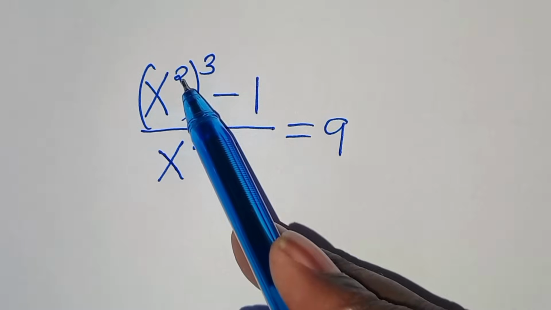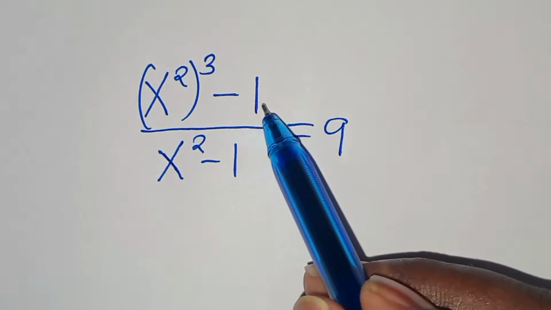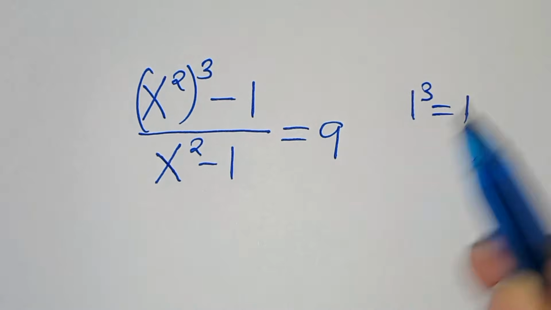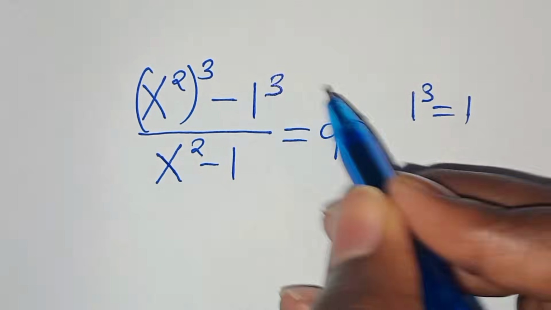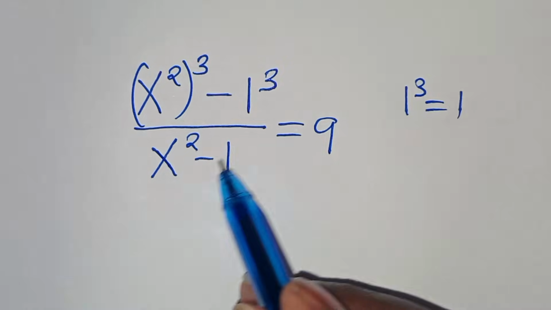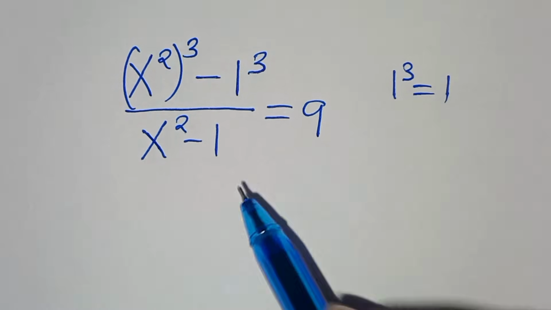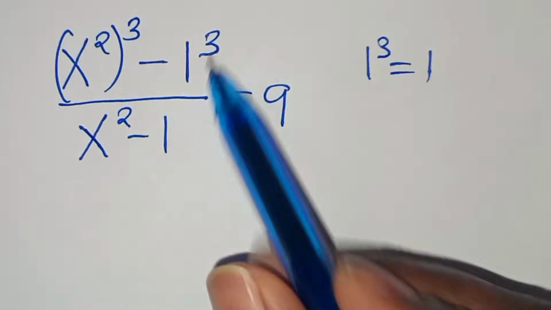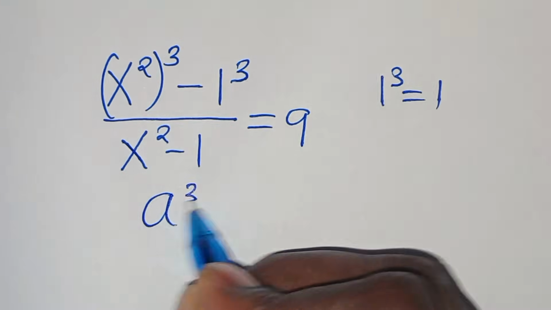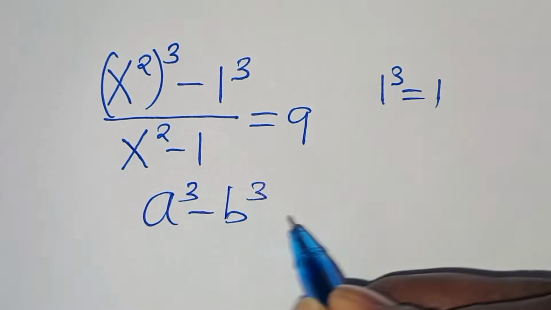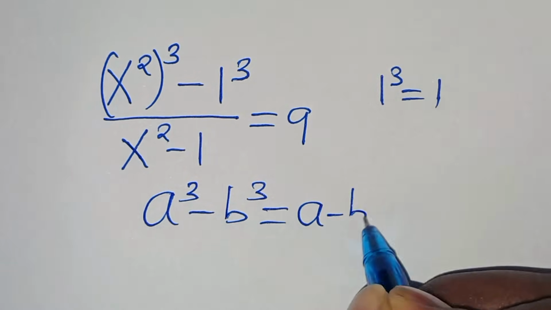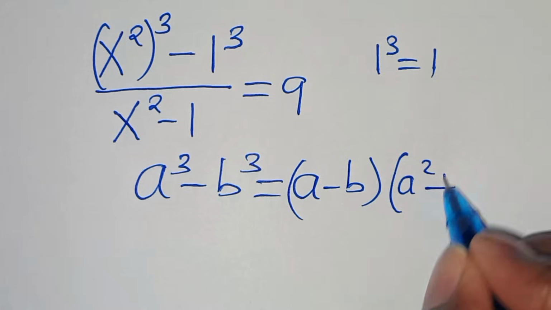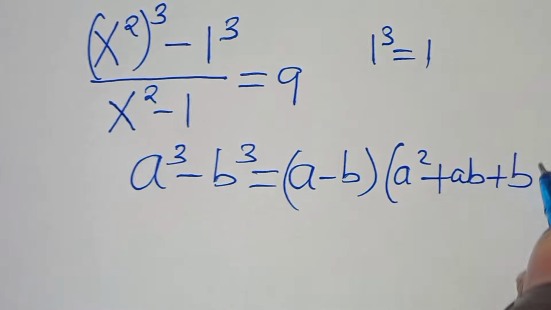Now this is (x^2)^3 - 1. Remember, 1 to the power of 3 is the same thing as 1. So here we have ((x^2)^3 - 1^3) / (x^2 - 1), equal to 9. Now in the numerator, this is in the form of a^3 - b^3, which can be expressed as (a - b)(a^2 + ab + b^2).